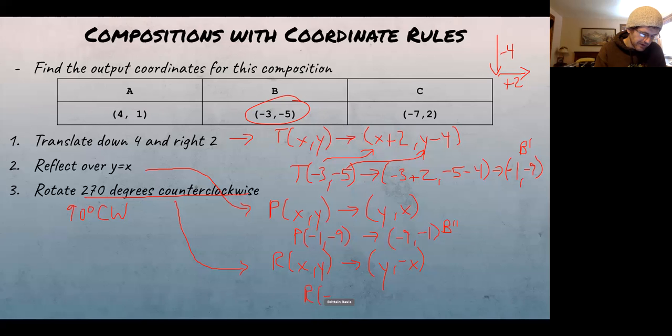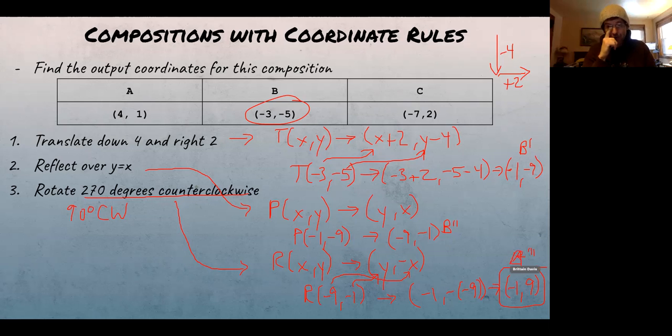R of negative 9, negative 1 is, well, let's see, when I flip it, I bring the y up to the front, so it's just going to be negative 1. And negative 9 gets plugged in for x right here, so it's going to be negative 9, which becomes negative 1, 9 as my final coordinate for A triple prime. Sorry, I said A. B triple prime. Okay, sorry for that confusion.